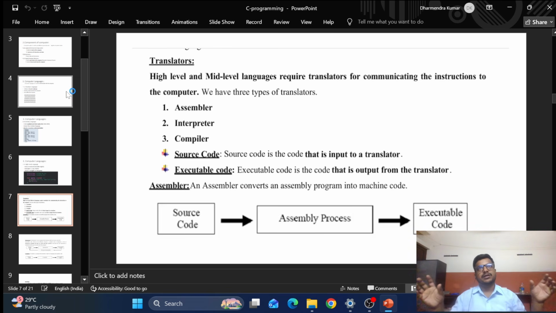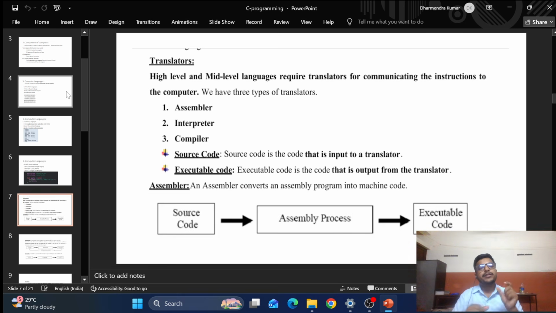Suppose two persons want to communicate with each other, but one person knows only Hindi and the second person knows only English. The first person doesn't have any idea about English, and the second person doesn't have any idea about Hindi. So how can they communicate? For communication, both need one translator which translates Hindi to English or English to Hindi.